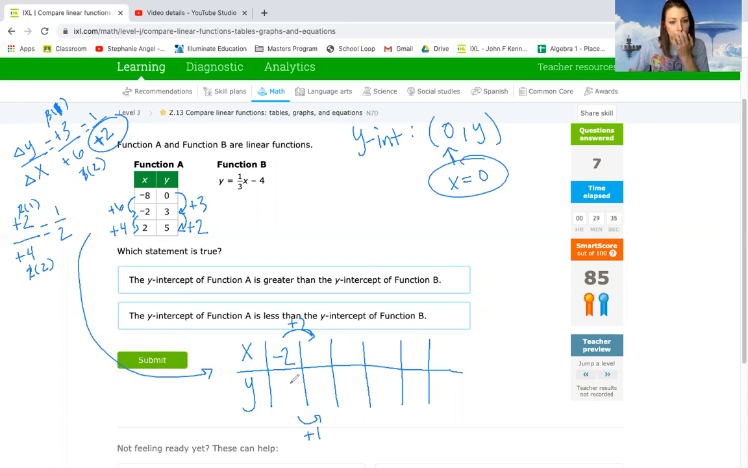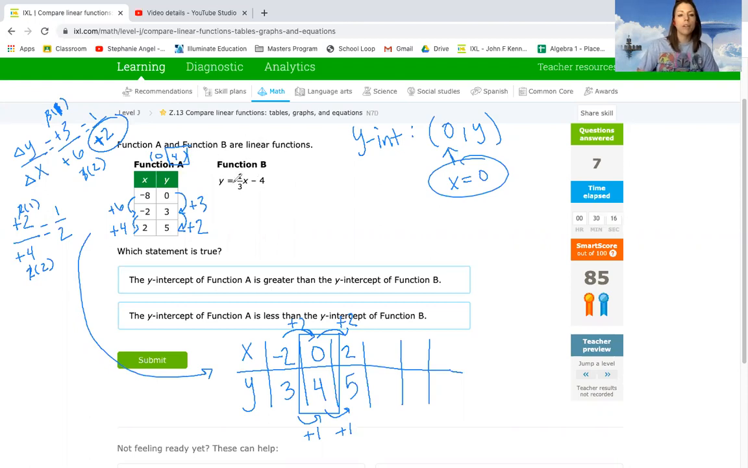So negative 2, 3 is the point from the table. Negative 2 plus 2 is 0. And 3 plus 1 is 4. Let's just double check that that's right. If I add 2 again, that brings me to 2. And 4 plus 1 is 5. Yeah, that's right, because that's how I got from negative 2, 3 to 2, 5. And look, there's your y-intercept right there. 0, 4. So the y-intercept of function A is 0, 4, or for the sake of this, we're really just worried about the 4.